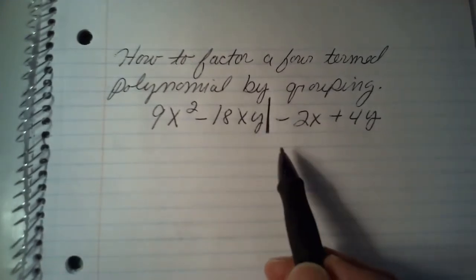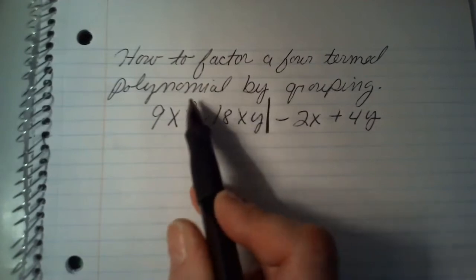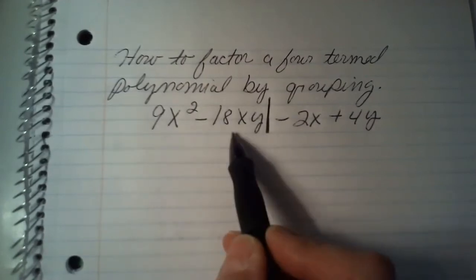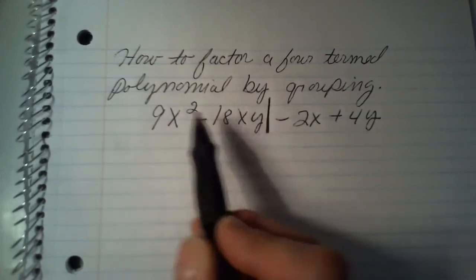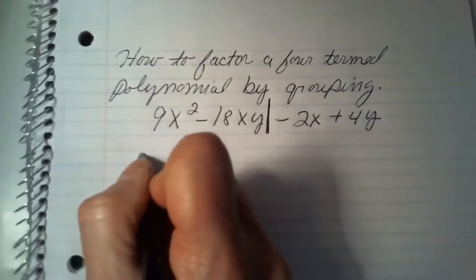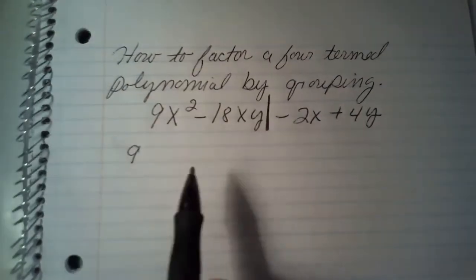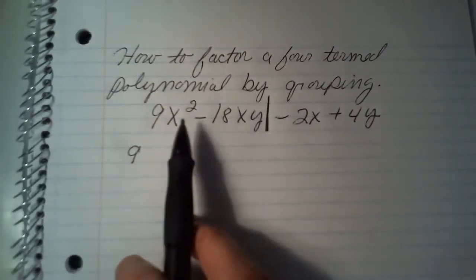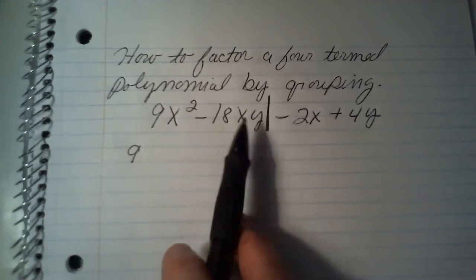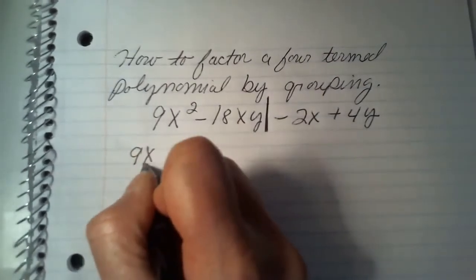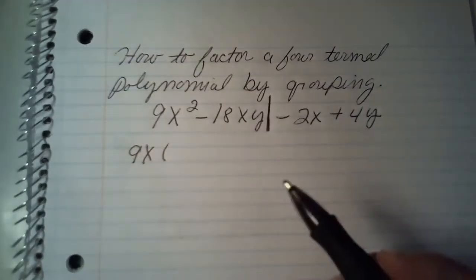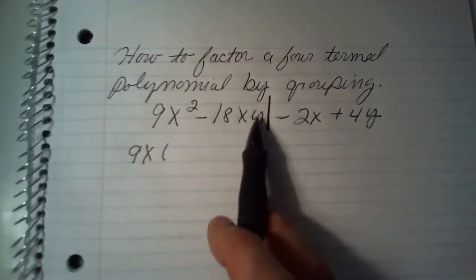Now that I've divided it into two groups, I'm going to look for the greatest common factor out of the first two terms. I look at the coefficients, 9 and 18. 9 can go into both of those, so 9 is the greatest common factor of the two. Then I go to look at the letters. They both have an x, and x to the first degree is the smallest exponent that they both have in common. So I'm going to divide each of these two terms by 9x.